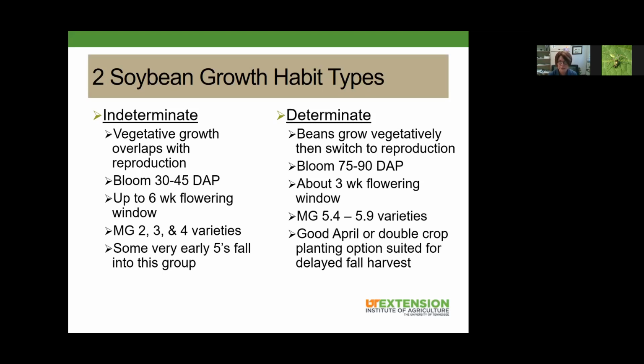If you've got a farmer that is growing group 5s, just take a look at the technical bulletin on it. Some group 5s actually fall into the indeterminate or sometimes a semi-determinate growth type. So just be aware of that if you're working with a farmer that does grow group 5s.